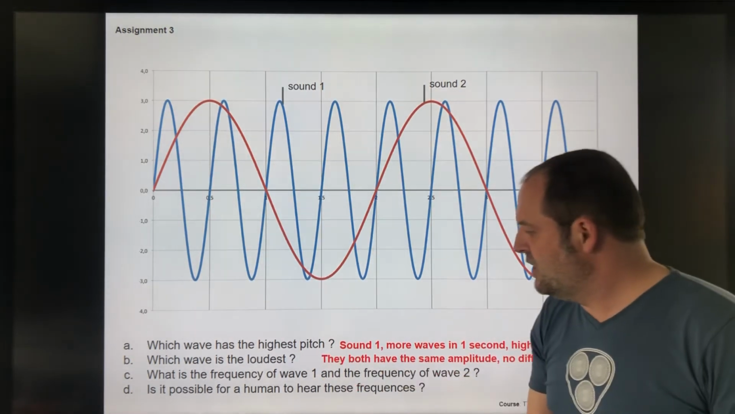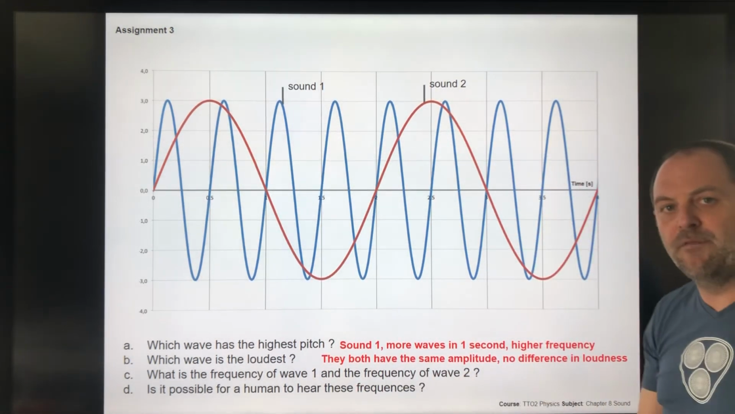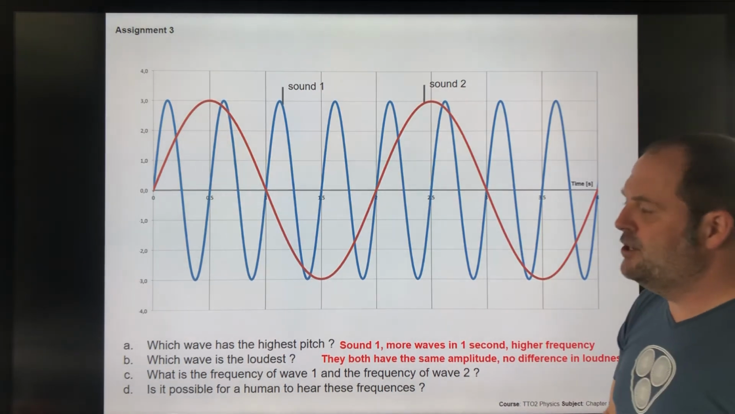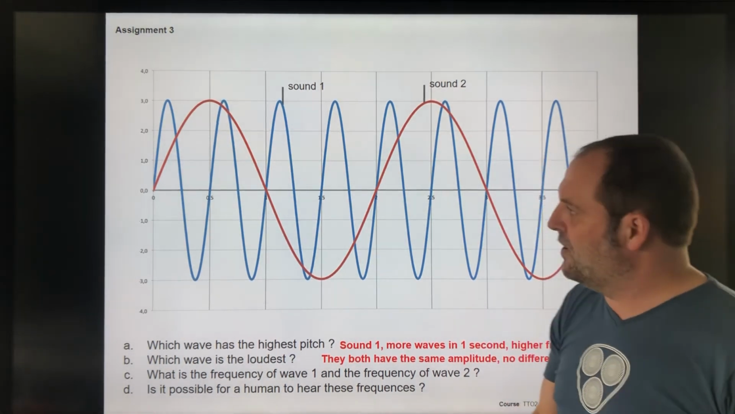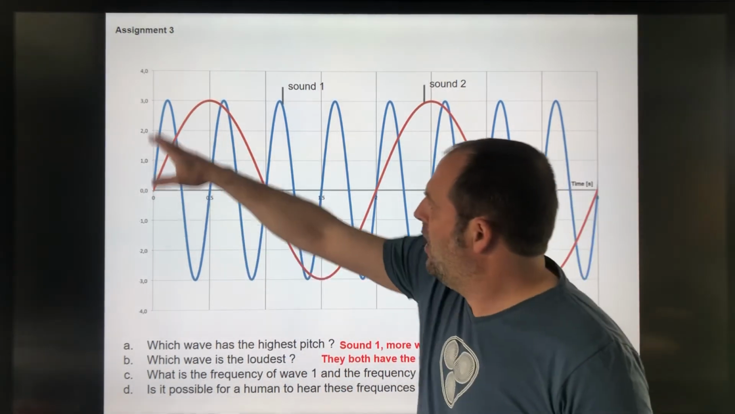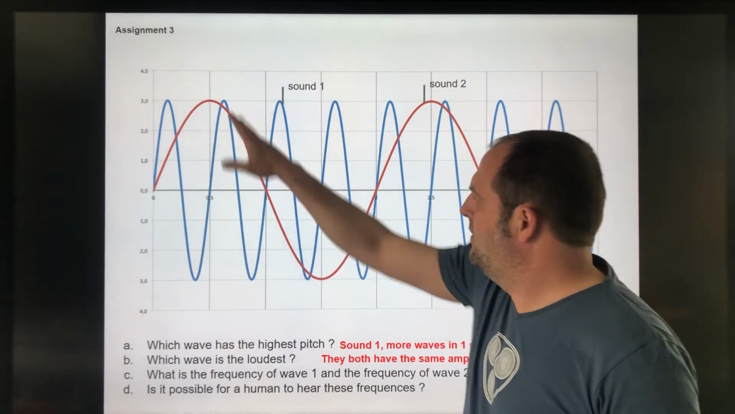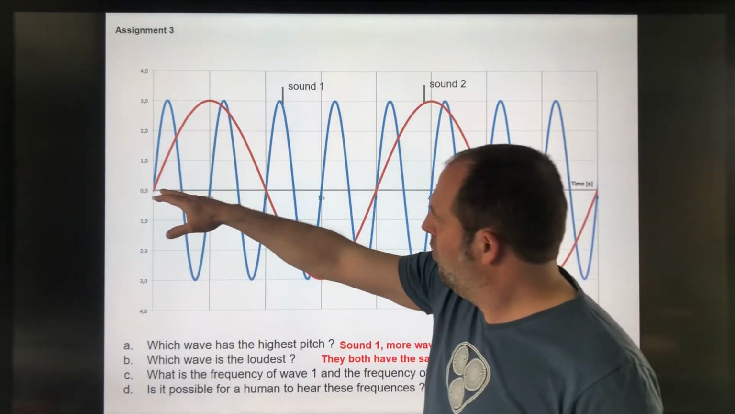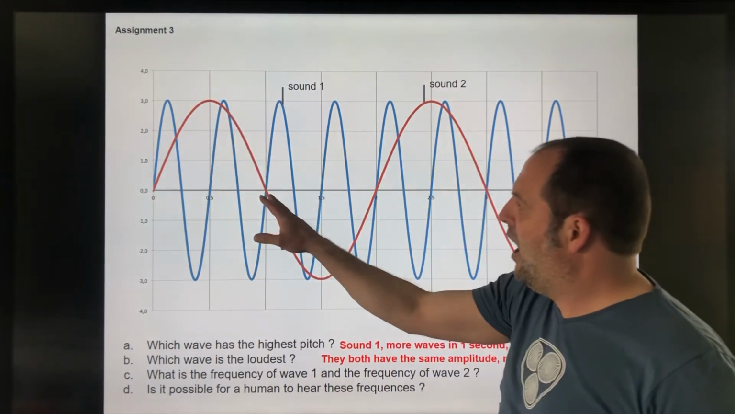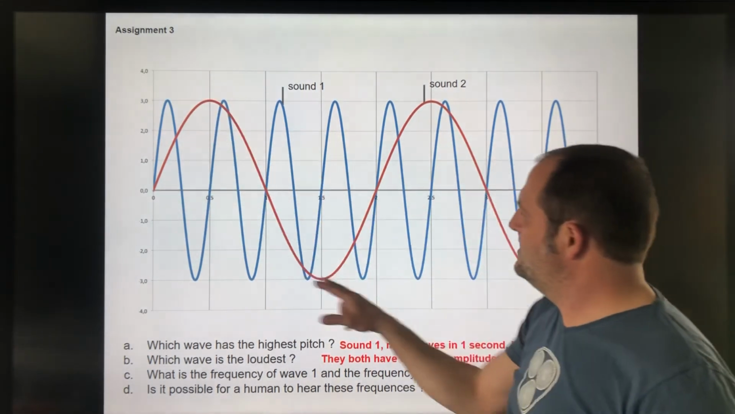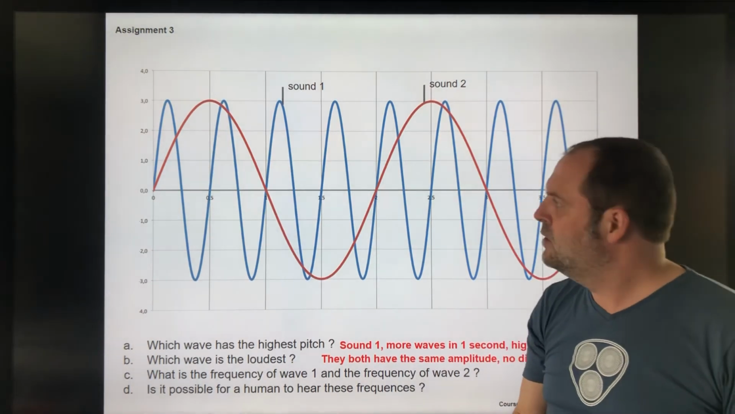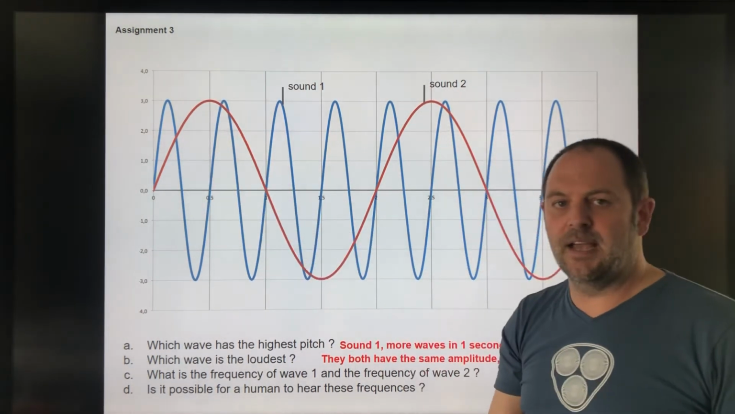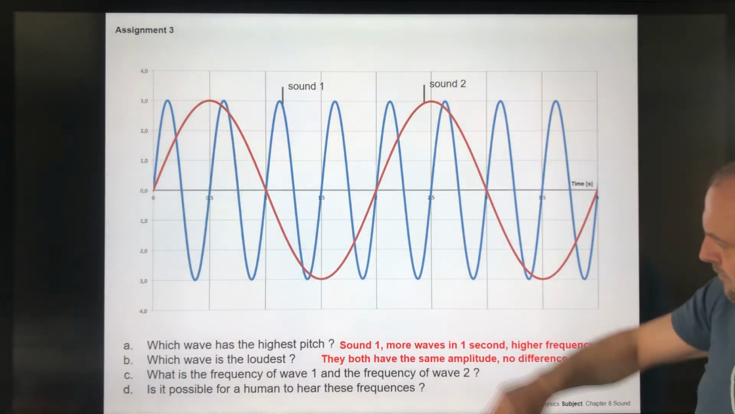What is the frequency of wave number 1 and the frequency of wave number 2? Well, I already showed you that. You just need to count how many waves you see in 1 second. So sound number 1, this is 1 wave, 2 waves in 1 second, that means 2 hertz. Sound number 2 is only half a wave, because this is the complete wave of sound number 2. So half a wave in 1 second, that means half a hertz.